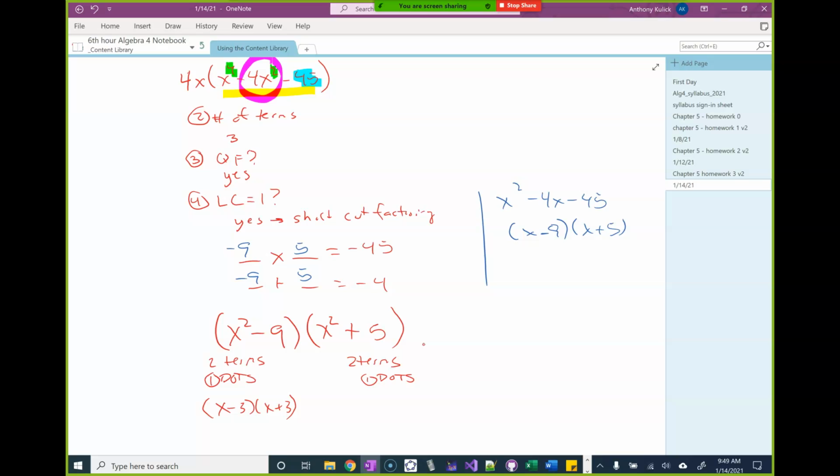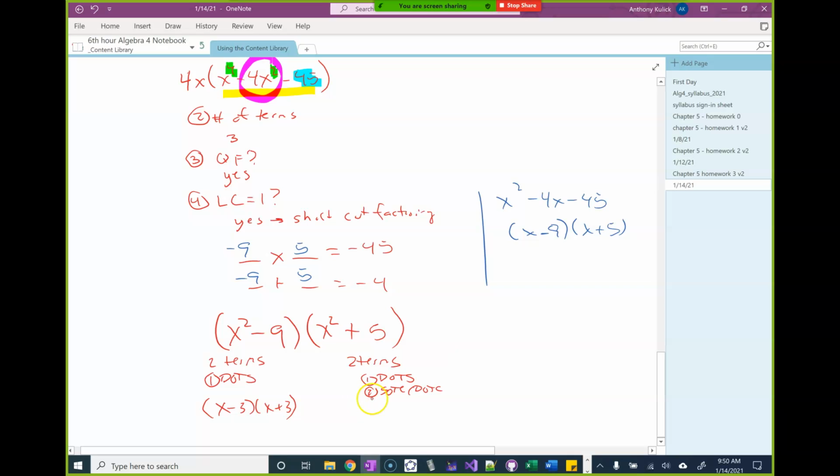Is it a sum or difference of two cubes? Definitely not, right? Because the exponent on the variable isn't divisible by 3. So there's nothing more we can do with that. So we're done.